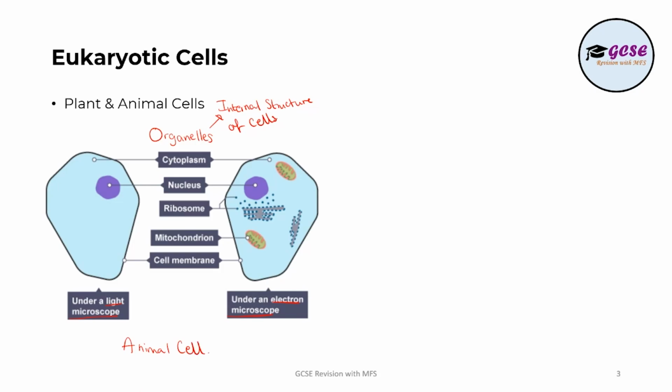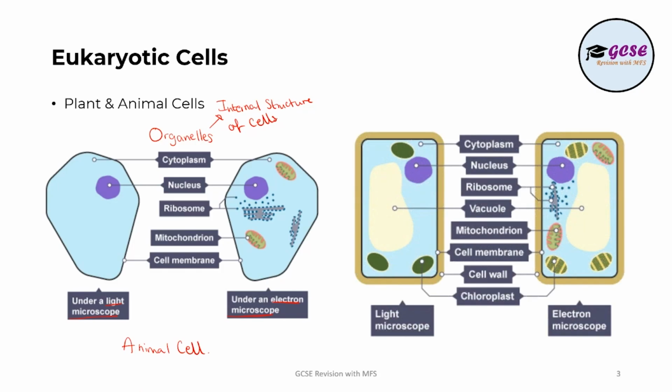Okay, we also have a plant cell, which is more like this. Again, you don't need to worry about a light microscope and electron microscope. What it's getting at is that with an electron microscope, you have a higher magnification.